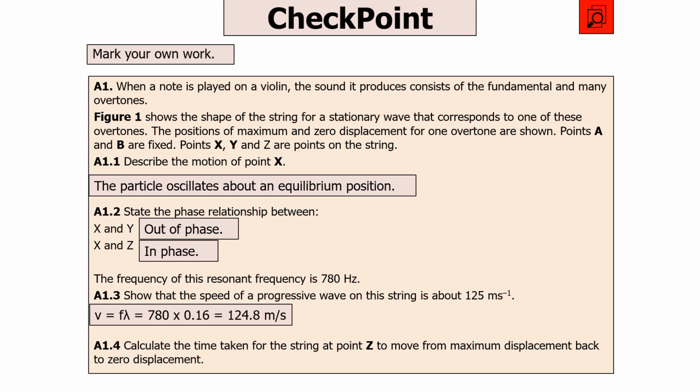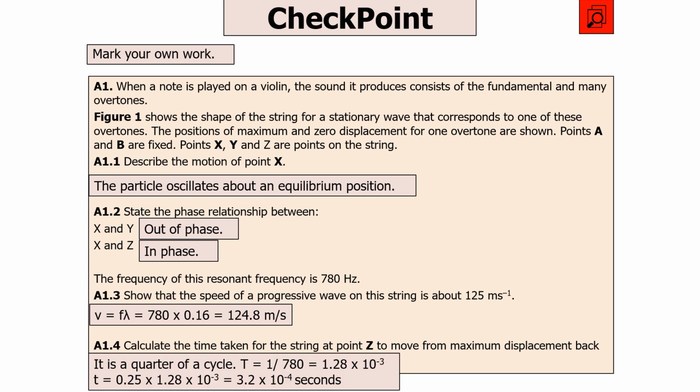Now, you should also know that the time taken to go from maximum displacement to zero displacement is going to be the time it takes to move a quarter of a wave, 90 degrees displacement. So you can work out what the time period is by doing T as 1 over f, so 1 over 780, and that's one whole cycle, so it's a quarter of that, which is 3.2 times 10 to the minus 4 seconds.